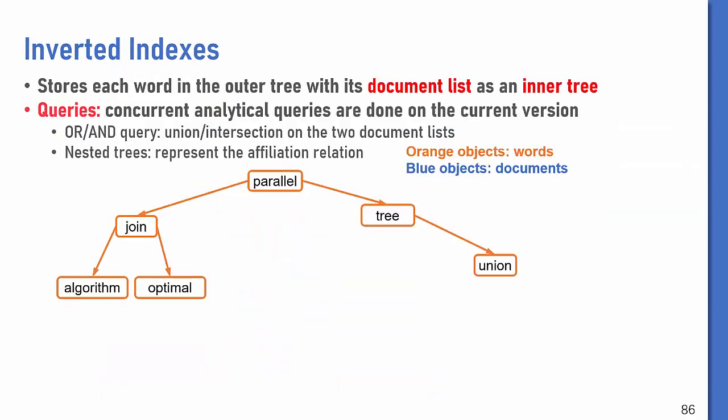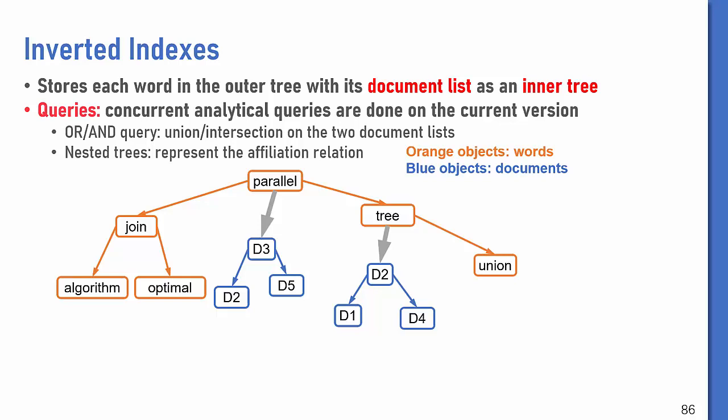Now, using P-trees, we'll implement an inverted index by a 2-level nested P-tree. In the outer level, we have a tree as the index of words, which is the orange tree here. The keys are the words, and the values are the document lists. So every tree node will have a pointer pointing to its document list. The document list itself is another index, which is also a P-tree. These two blue trees are the document lists for the two words parallel and tree. So they are also P-trees.